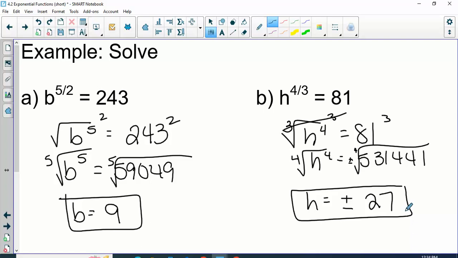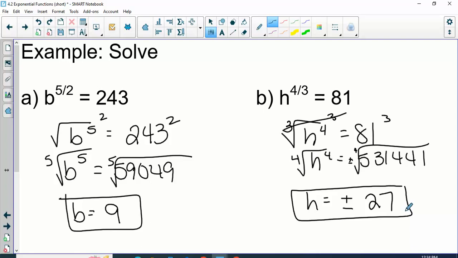So if your variable is the base, you can just solve it like normal. Could you also solve it by taking the exponent and applying the reciprocal as an exponent to the right side? You can. The only thing you have to watch is whether you need a plus or minus. If the denominator is even, you need to put a plus and minus on it. What if it's a positive fraction? You just do it as a whole number then.